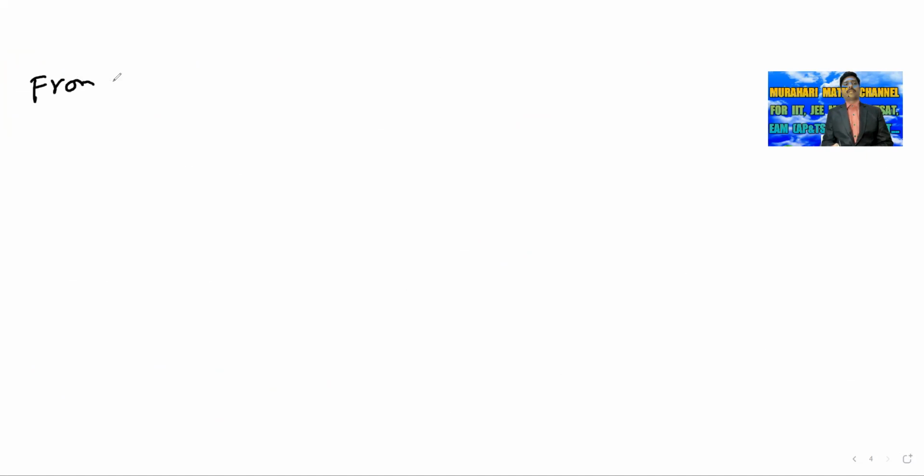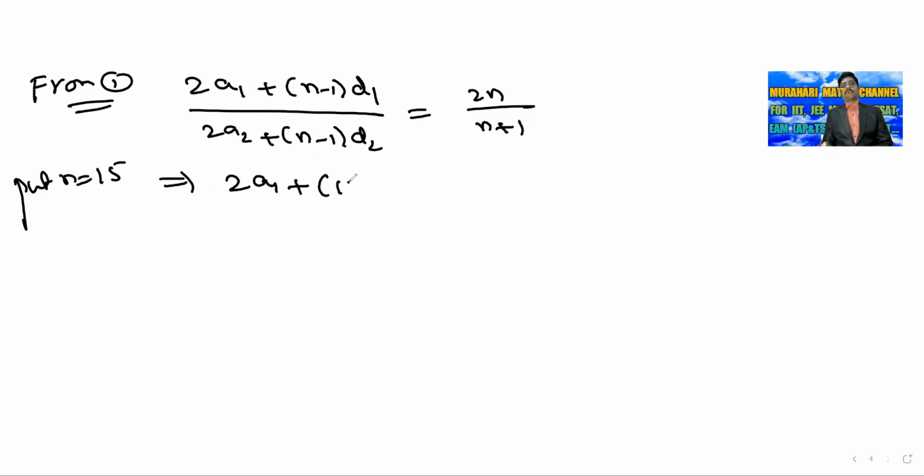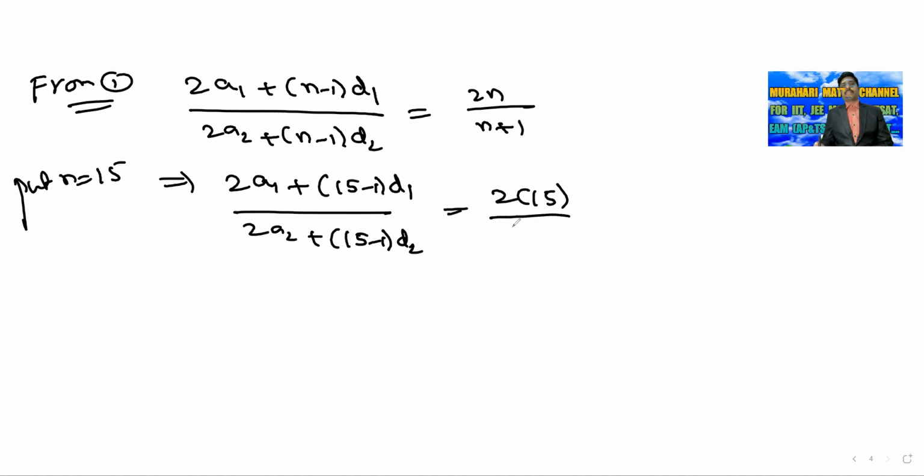From equation 1, (2a1 plus (n minus 1) into d1) by (2a2 plus (n minus 1) into d2) is equal to 2n by (n plus 1). So in this equation, put n is equal to 15. It will be (2a1 plus (15 minus 1) into d1) by (2a2 plus (15 minus 1) into d2) is equal to (2 into 15) by (15 plus 1). It will be 30 by 16, which is equal to 15 by 8.